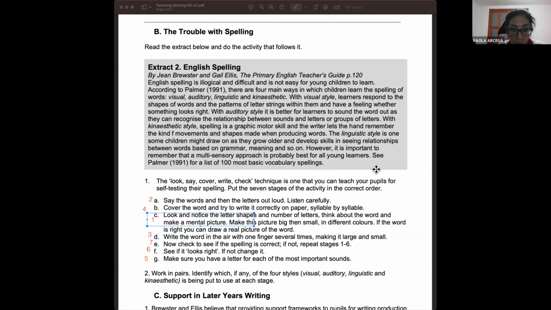Number 5, make sure you have a letter for each of the most important sounds. 6, see if it looks right. If not, change it. Letter E. Now check to see if the spelling is correct. If not, repeat stages 1 to 6.